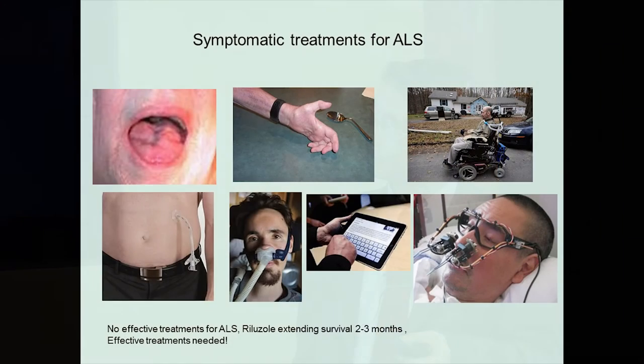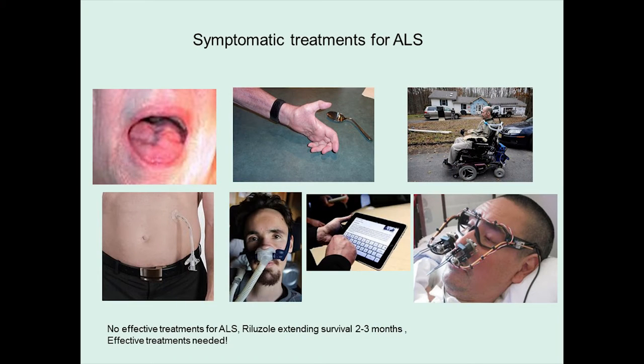In the United States, 6,000 people are newly diagnosed every year. And if we count today, we have 30,000 ALS patients. There's no effective treatment for this disease.